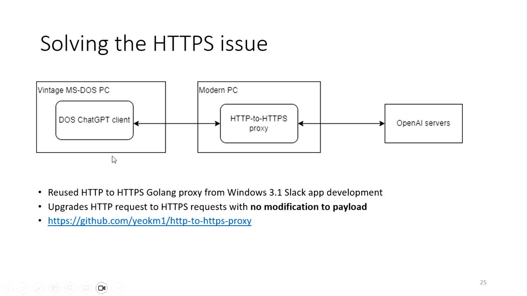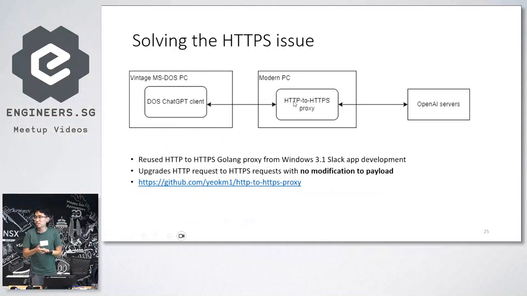Okay, so then the next issue is the HTTPS one. This is where I got a lot of complaints. So anyway, I'll explain. HTTPS, we take it for granted. It's a way of encrypting the communication with the server. But we take it for granted that our computers today can actually handle it. On the DOS PC, there's no HTTPS API. There is no library. So I had to create a proxy to do it.